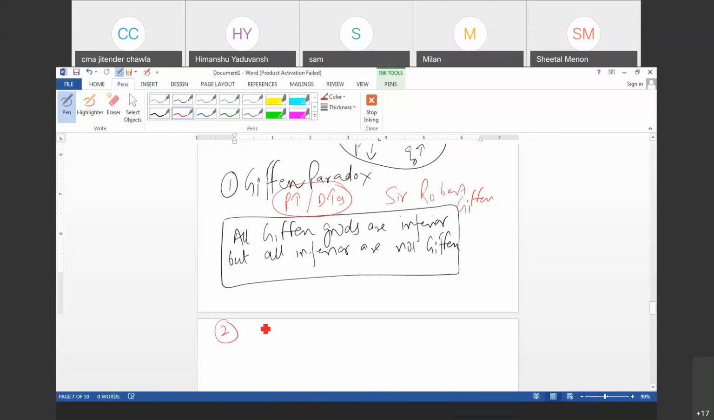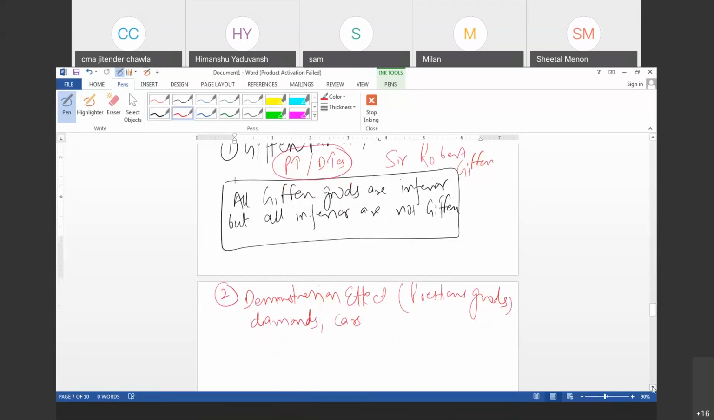Second, goods related with demonstration effect, or you can call it prestigious goods. Like, you can give any example like diamonds, goods of ostentation, right? Excellent. Exactly. Cars, could I say? BMW.